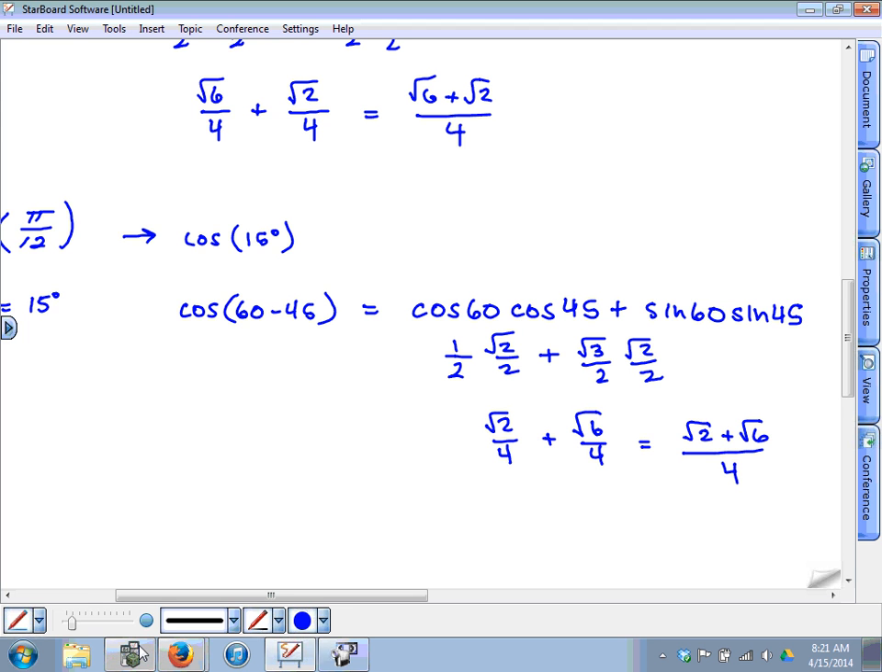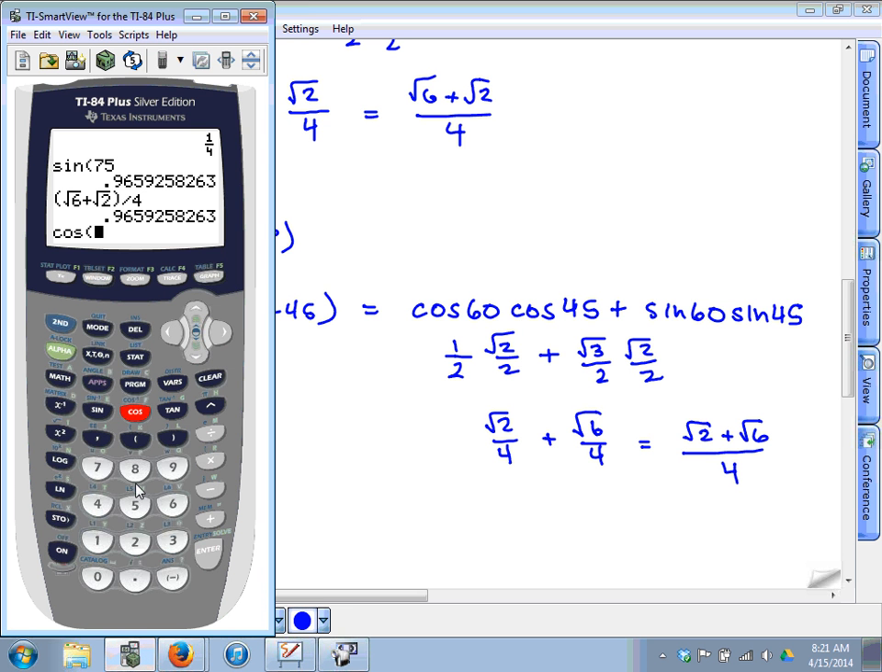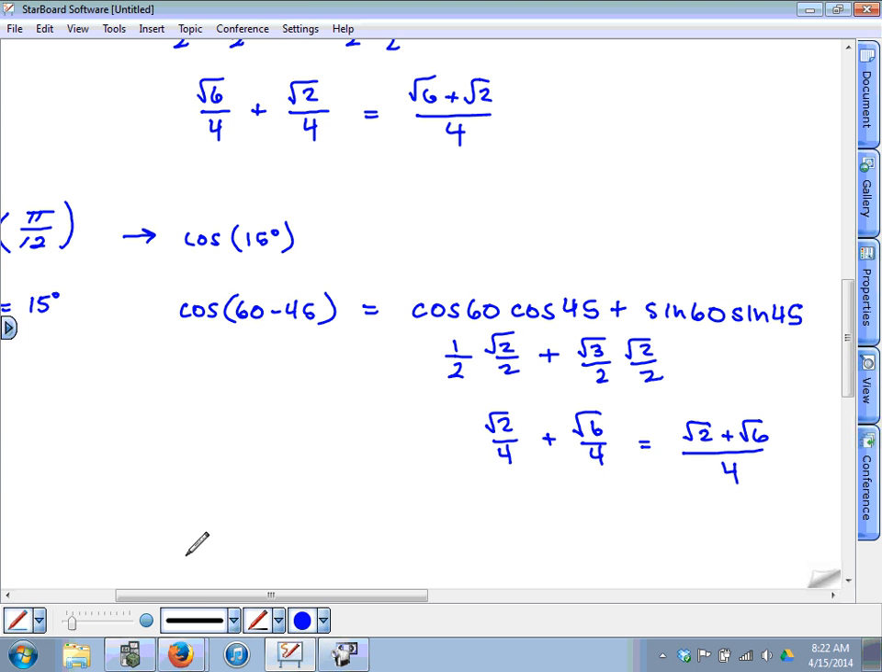And just to verify, I would always use the calculator to check the work. Cosine of 15 degrees is 0.9659, so that's square root of 2 plus square root of 6 all over 4. Not this exact same answer, but they're going to look mostly like this form. All right, let's go backwards a little bit here.